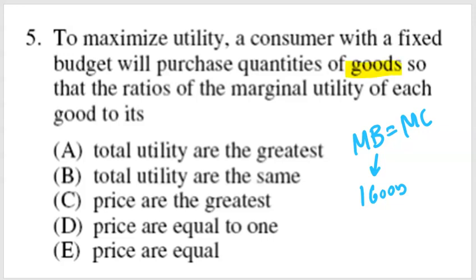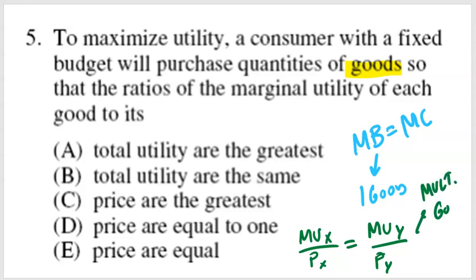So here, remember, we have our equation that allows us to find the amount of satisfaction, the amount of utility, when we're comparing two different goods to each other. Remember, that is the marginal utility of good X over the price of good X equals the marginal utility of good Y over the price of good Y, right? And so this is for multiple goods. And so here we just have to find an answer choice that matches up with our equation.